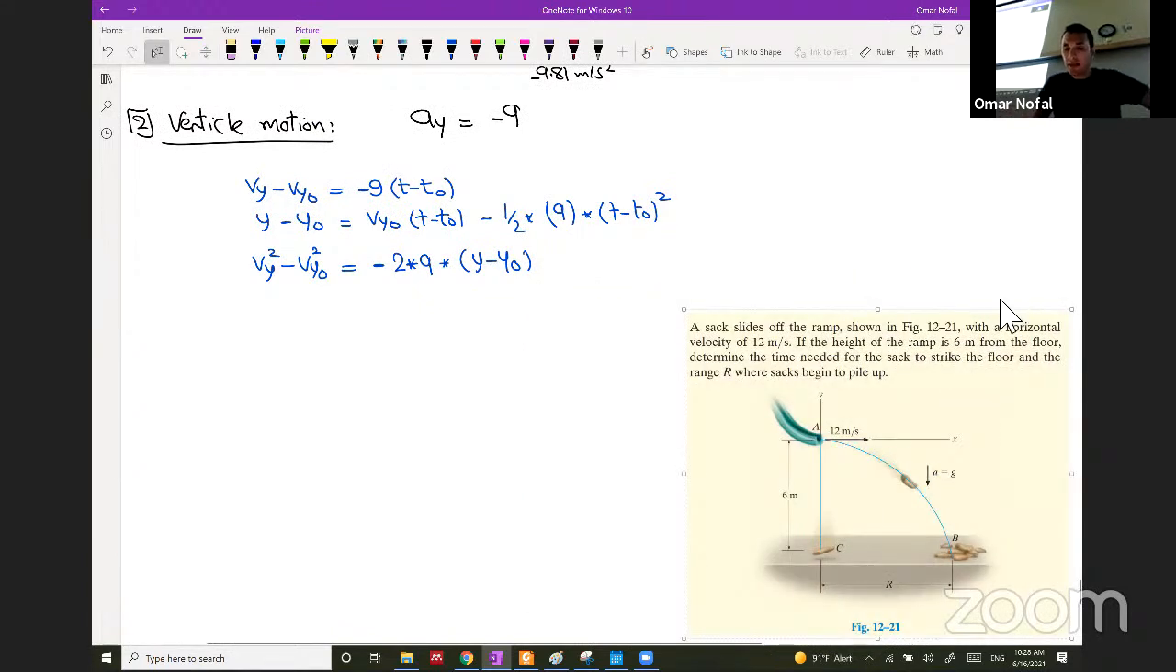This example says that a sack slides on this ramp with a horizontal velocity. This horizontal velocity is 12 meters per second. If the height of the ramp is 6 meters from the floor, determine the time needed for the sack to strike the floor, so the time when the sack gets here, and the range R where the sacks begin to pile up. So it needs these two things.